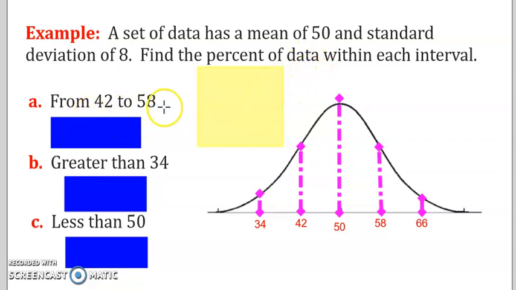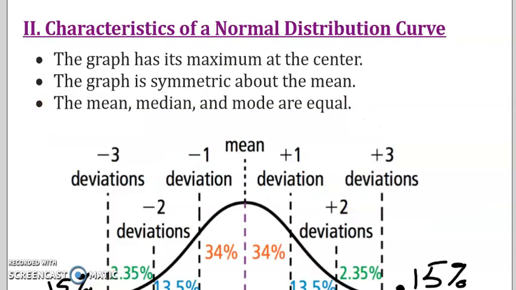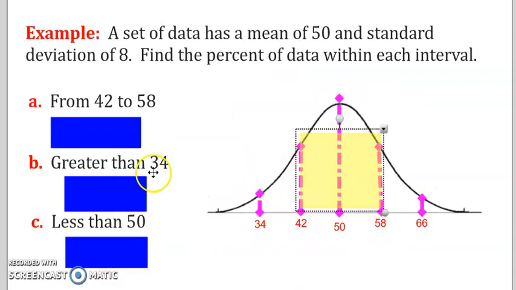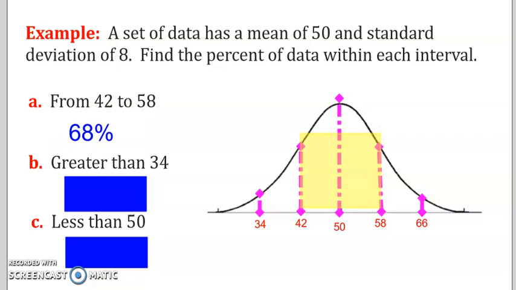So first, between 42 and 58, well, that would be this region right here. That's within one standard deviation each way. If I think back to my empirical rule, well, that's 34 on one side, 34 on the other, oh yeah, that's just 68. So this would be 68% of the data.